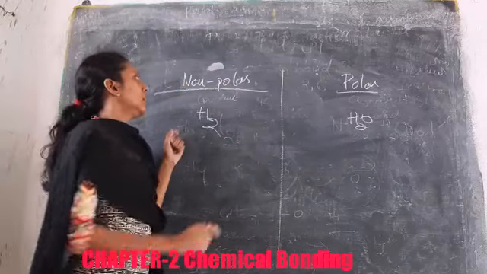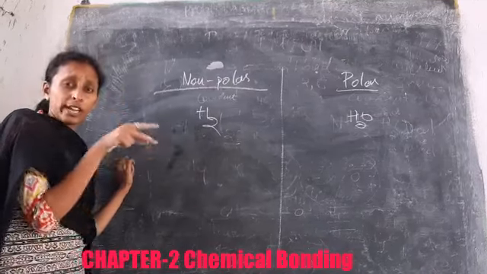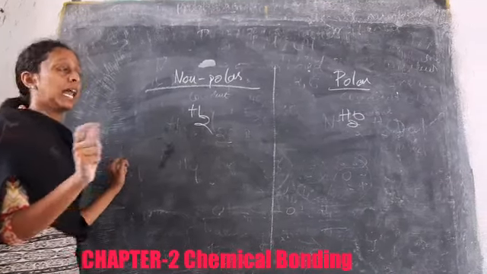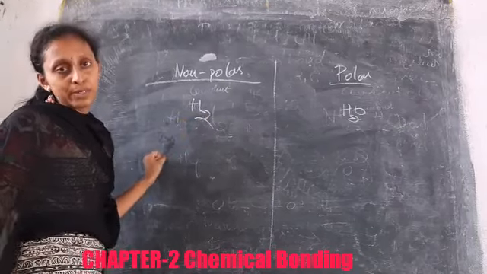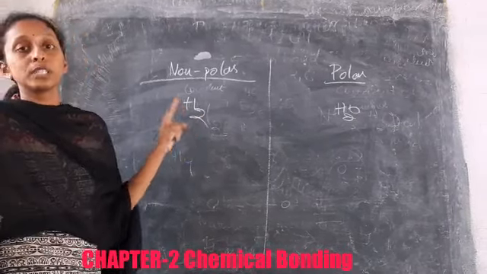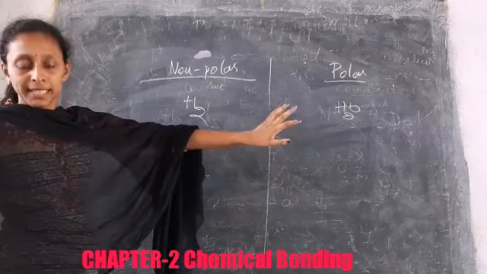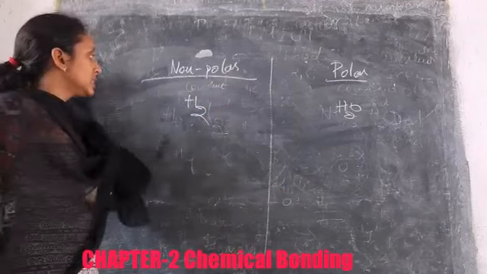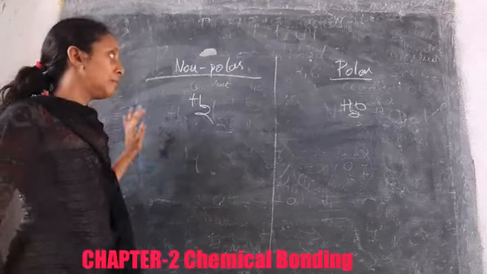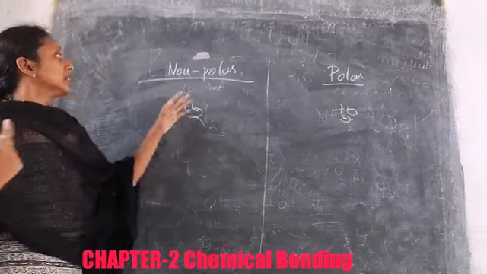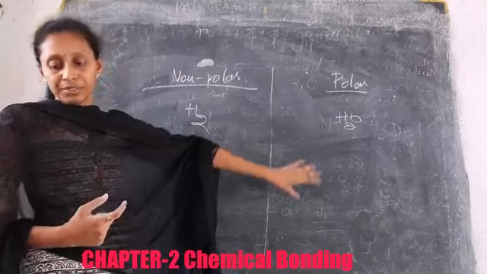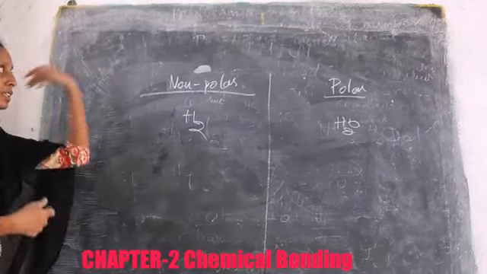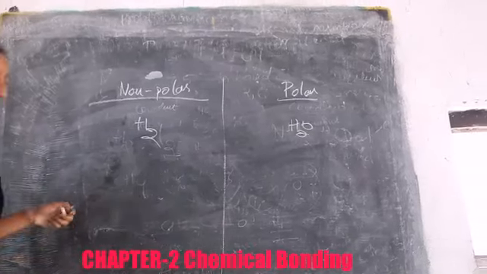And solubility. Non-polar compounds are soluble only in non-polar solvents like benzene, toluene, hexane, etc. Whereas polar compounds are soluble only in polar solvents like water, etc. These are very bad conductors of electricity since they are not soluble in water, but polar compounds are very good conductors of heat and electricity. So this is the difference between non-polar and polar compounds.